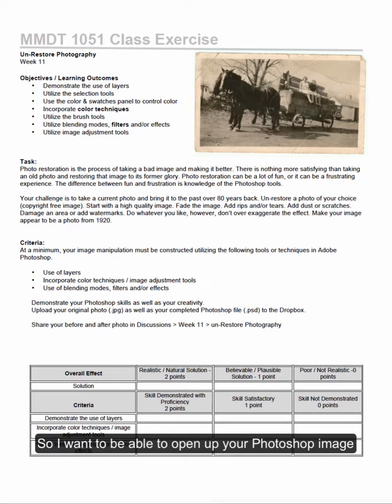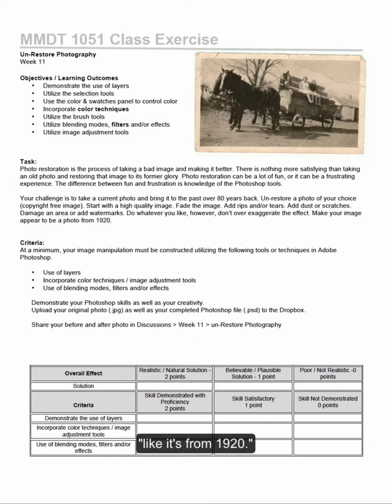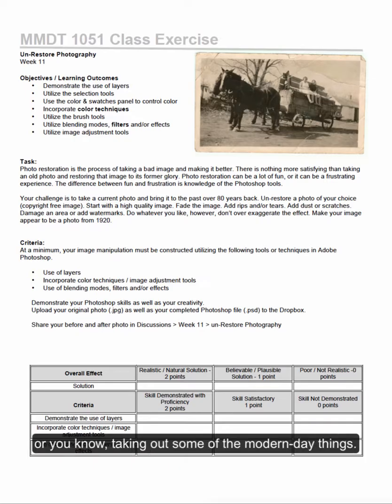So I want to be able to open up your Photoshop image and say, yeah, that really does look like it's from 1920. Okay? And that might include some alterations like taking out specific numbers or brands, or taking out some of the modern day things. It's a good idea to find a photo that's generic enough that it could have been taken back in 1920.